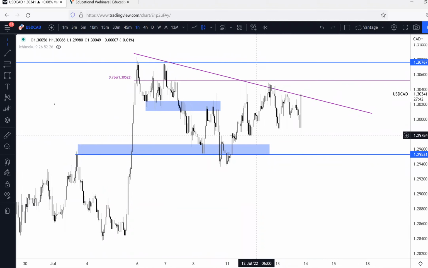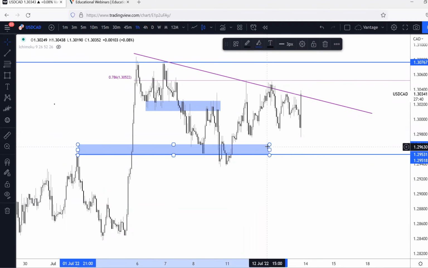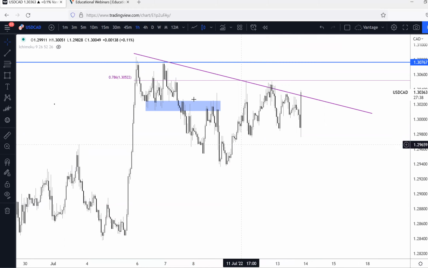Right now, in terms of a key graphical level, let me remove all of this, since this play is done. This call is done. Price pushed down, it tested our support zone that we highlighted and then pushed higher.